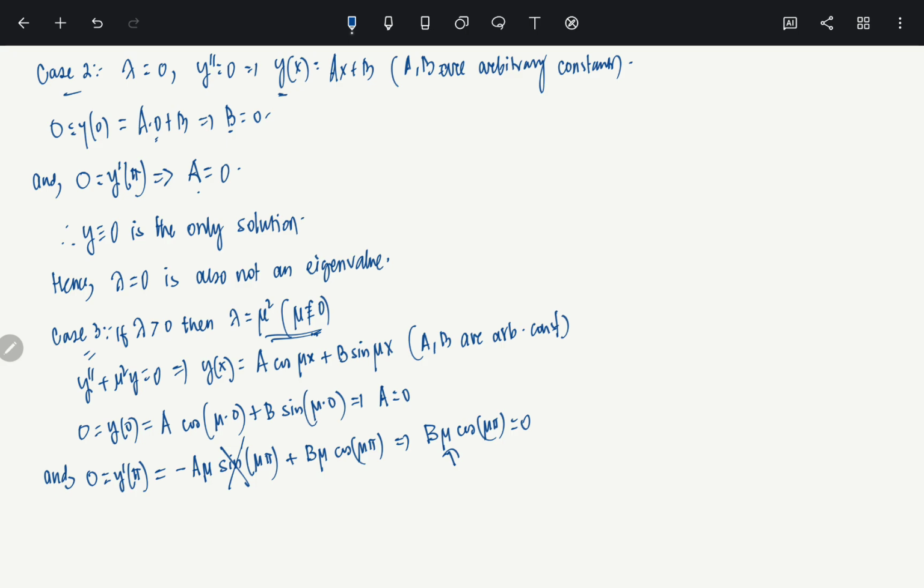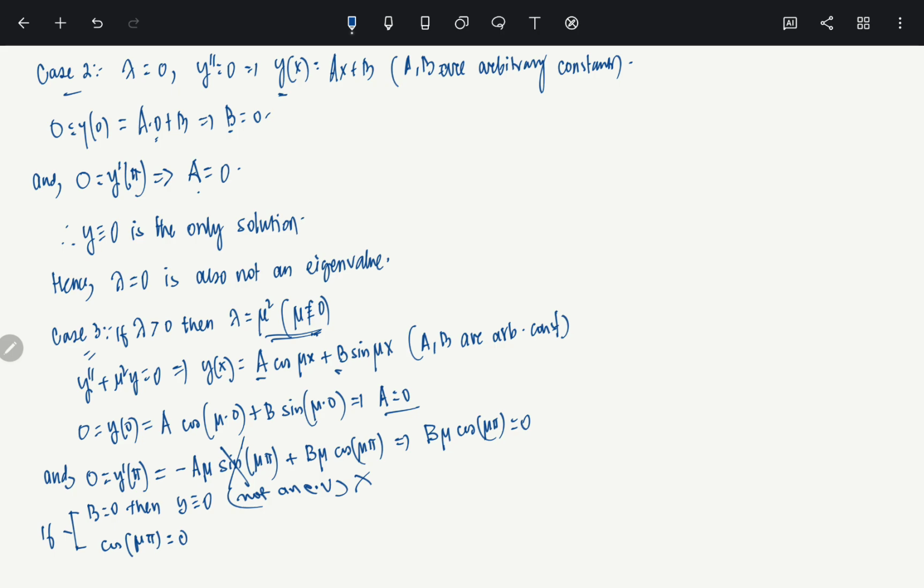There are two cases here. B is 0. If b is 0, then what happens? y has to be 0, because a is 0, and if b is 0 then y becomes 0. Not interesting, so not an eigenvalue in this case. We will not get involved with that. So our only case is when cosine mu pi is 0.